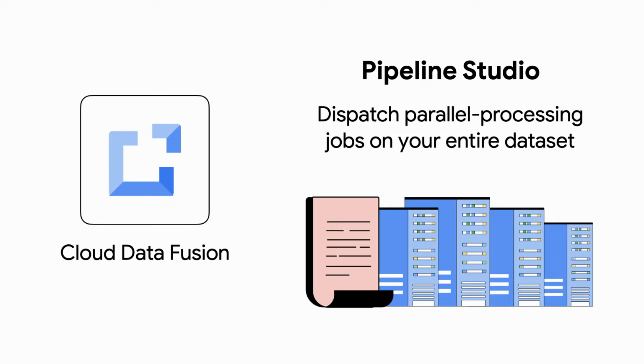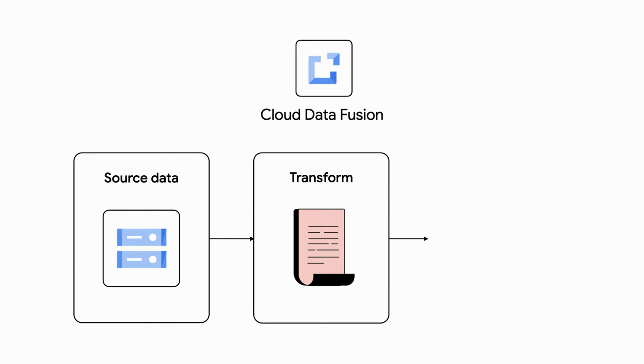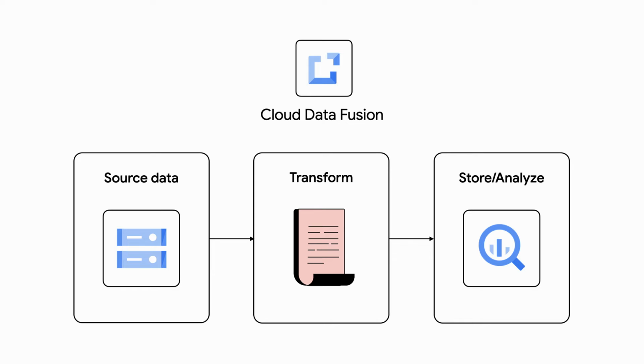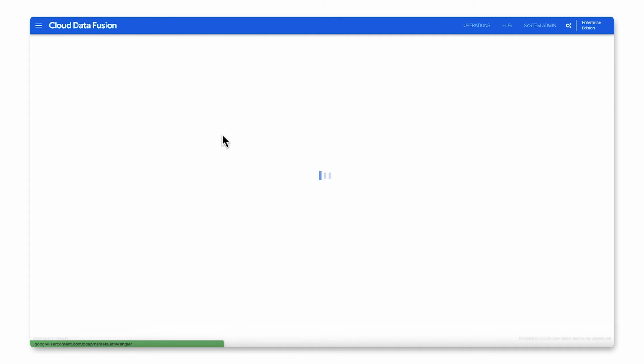Since Wrangler is a visual tool, let's run through an example scenario so that you can see these features in action. In this demo, we'll be cleaning and transforming data with Wrangler's interactive UI, and then creating a transformation pipeline to ingest the processed data into BigQuery. First, let's head into the Data Fusion UI. The tiles on the homepage map to the Cloud Data Fusion features, such as Pipeline Studio and Wrangler. From here, we'll head directly to Wrangler.